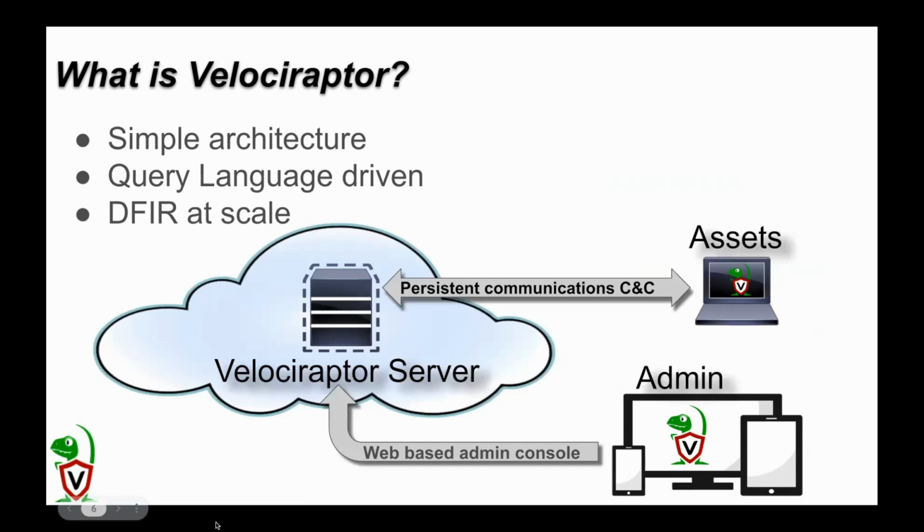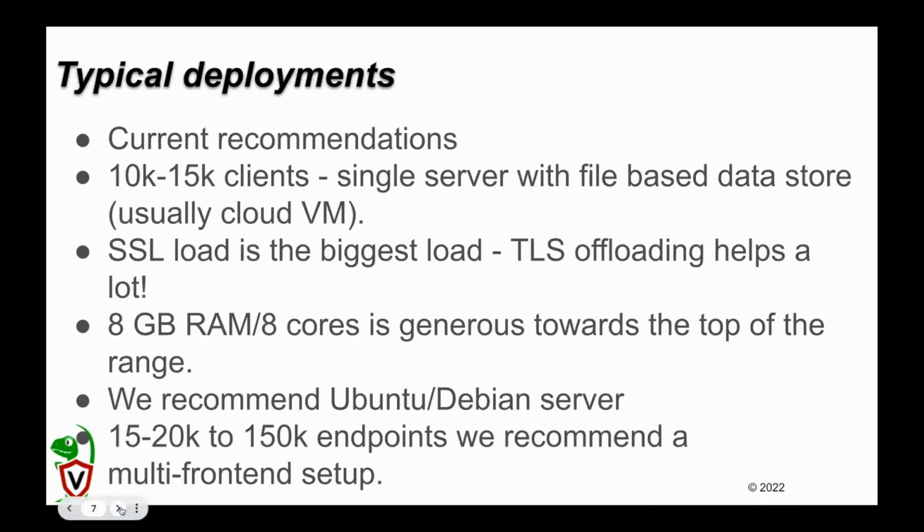Okay, so the other claim to fame for Velociraptor is its simple architecture. I touched on before it's query language driven, and we'll get into that a little bit later. But the whole purpose is to simplify DFIR at scale. You can literally see three components there: server, client, and user, in terms of what's required. We do have more advanced setups, but that's a little bit out of scope for a detection discussion, but there is documentation if you want to go up to, say, 200,000 endpoints, like the last point here.